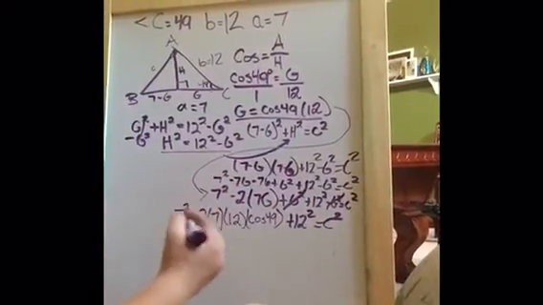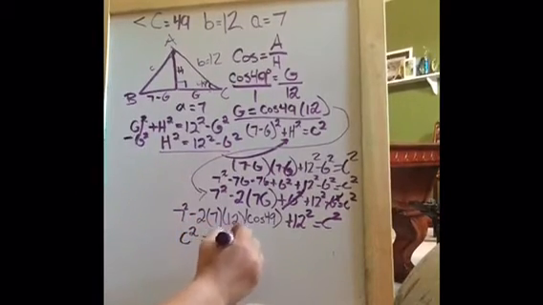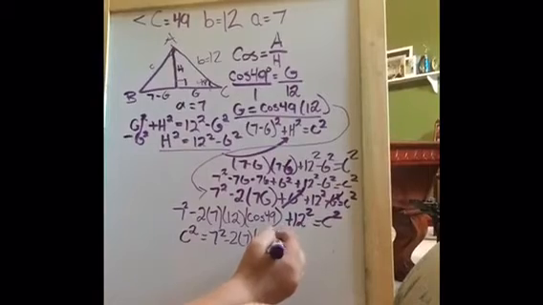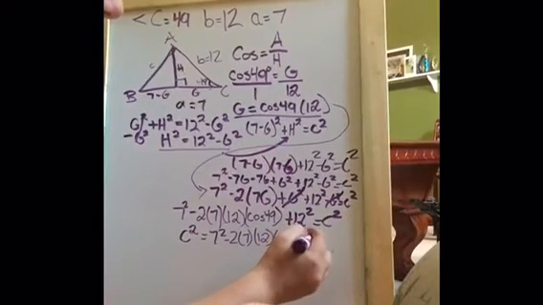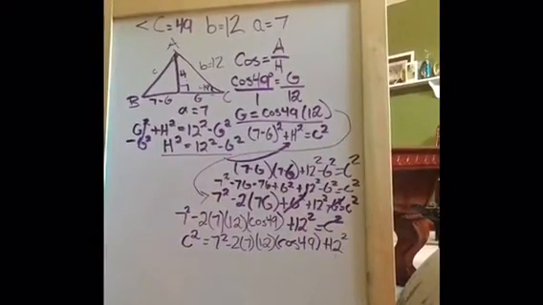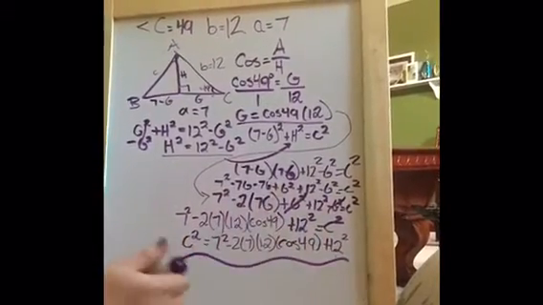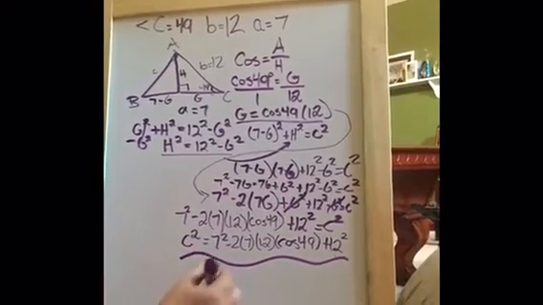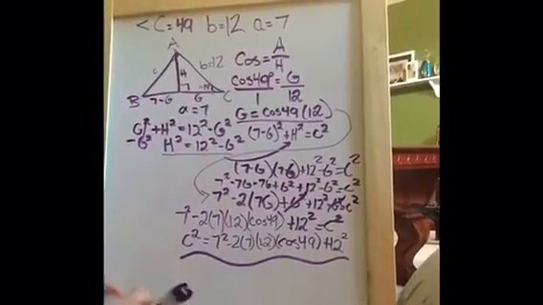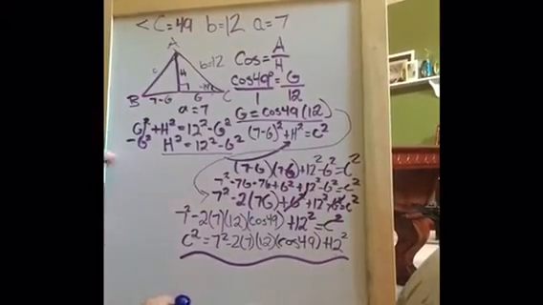I'm just going to rearrange it so that c squared equals 7 squared minus 2 times 7 times 12 times cosine of 49 plus 12 squared. And two things: you notice that this formula is actually the formula for the law of cosines. So the law of cosines derives from the Pythagorean theorem and all of the formulas that you got to this point. And c is what you were trying to solve for.